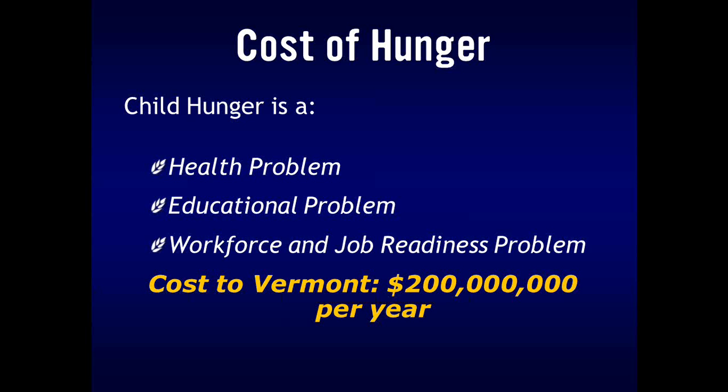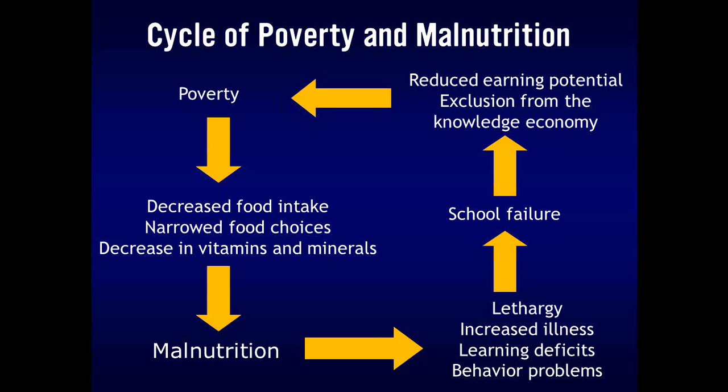And we might even argue correction costs. We know that when kids drop out of high school, they're much more apt to end up in jail. And there's this cycle of poverty and malnutrition where malnutrition leads to all the things we talked about: learning deficits, behavior problems, more illness, leading to school failure. You're excluded from the knowledge economy. You live in poverty. That puts you at risk for malnutrition. And our organization is dedicated to breaking the cycle.